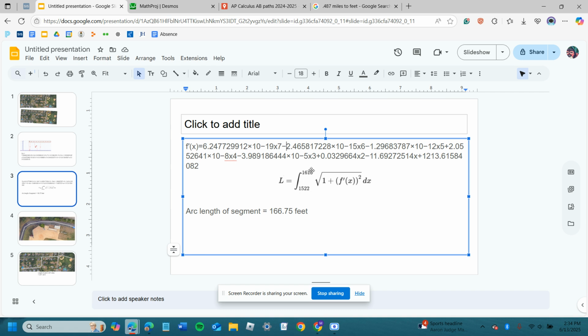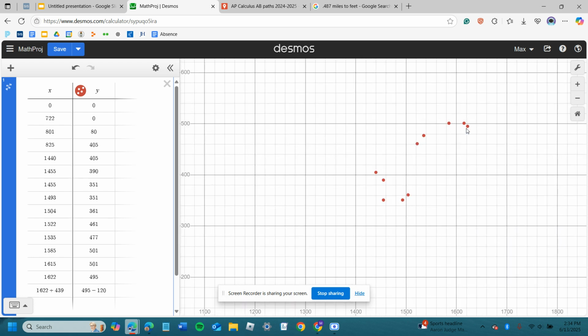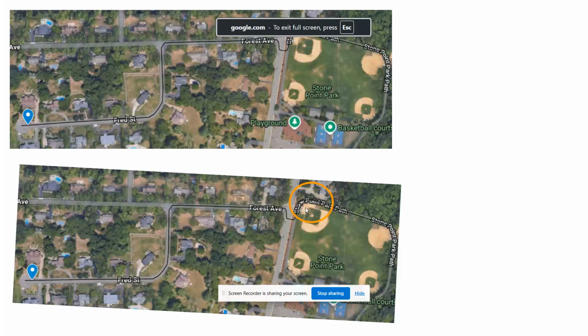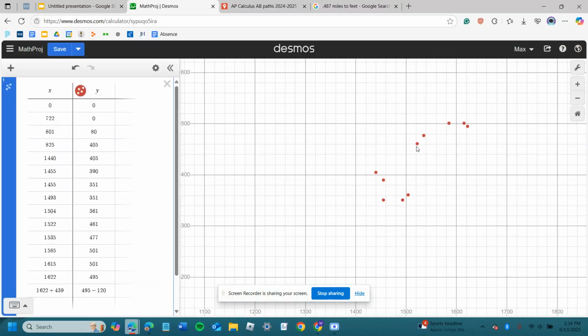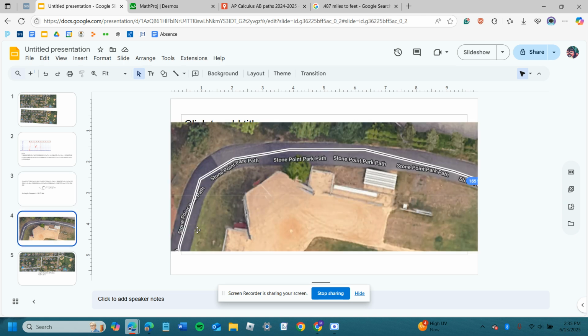You can see here I got these two points from Desmos, because this bend here on Desmos corresponds to this bend here on the actual picture. So I used these points. This one starts at 1522 and ends at 1615. Those are these points here. I used those for my upper and lower bounds, and then simply plugged this into a calculator and got an arc length of this segment highlighted here to be 166.75 feet, which corresponds nearly perfectly with the measuring tool.